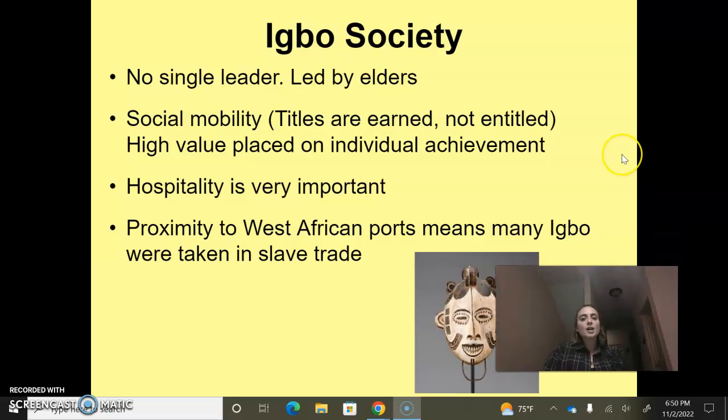We'll also see that there's not a single leader. The village is actually led by elders. There's social mobility that's earned based on your individual achievement. So watch out right away in the first chapter. Our main character, Okonkwo, is going to have a big individual achievement. He's going to climb the ladder a little bit in society. Hospitality is also very important, so welcoming people. There's a lot of rituals around being kind and welcoming to your neighbors.